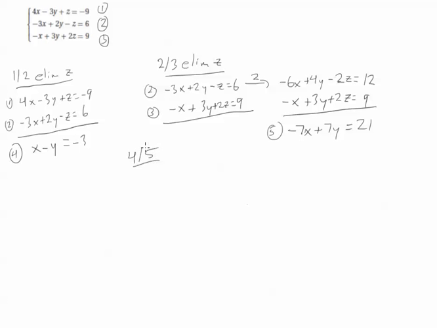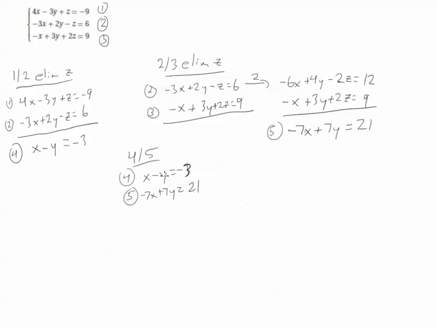Now let's come over here and put our 4 and 5 together. Equation 4 is x minus y equals negative 3. Equation 5 is negative 7x plus 7y equals 21. Now we may be able to notice right off that equation 5 is just equation 4 times negative 7. If we see that, then we can stop and go ahead and say that there are infinite number of solutions. But if we don't see it right off, it's okay. Let's solve this by elimination and see what we get.